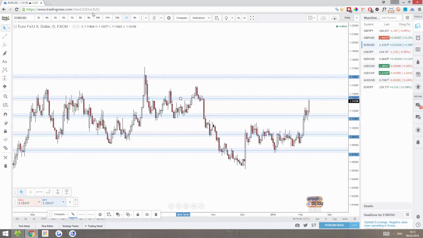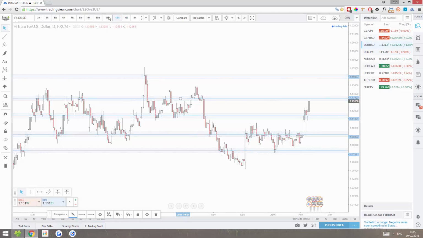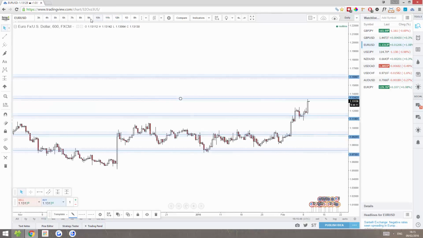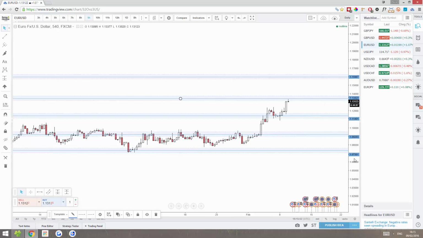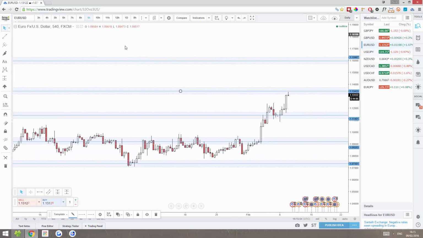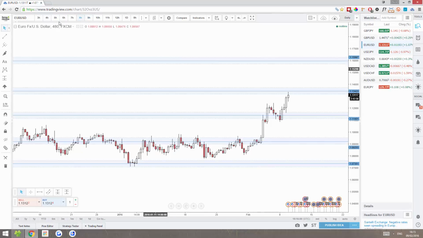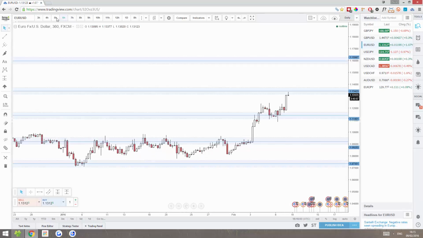I've been going on for a while now and we've only looked at two pairs, so let's get through this analysis. Okay, we're already on the 9-hour. Now, remember, 9-hour is not a time frame I trade, but it's just something I look at. We're already seeing signs of indecision. On the 8-hour, yeah, we're seeing signs of indecision.